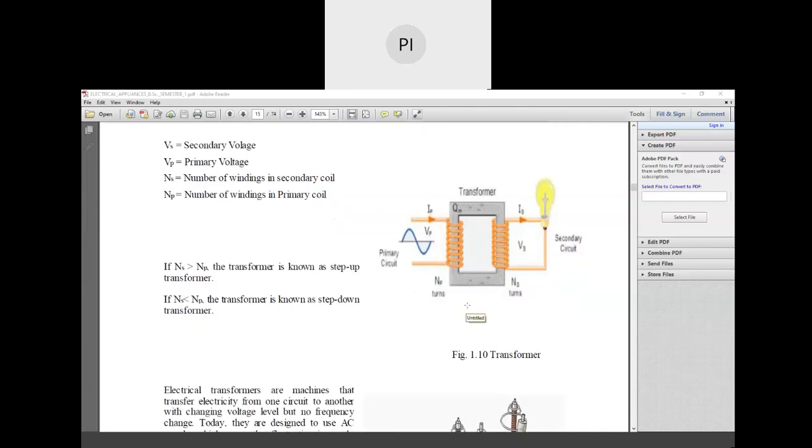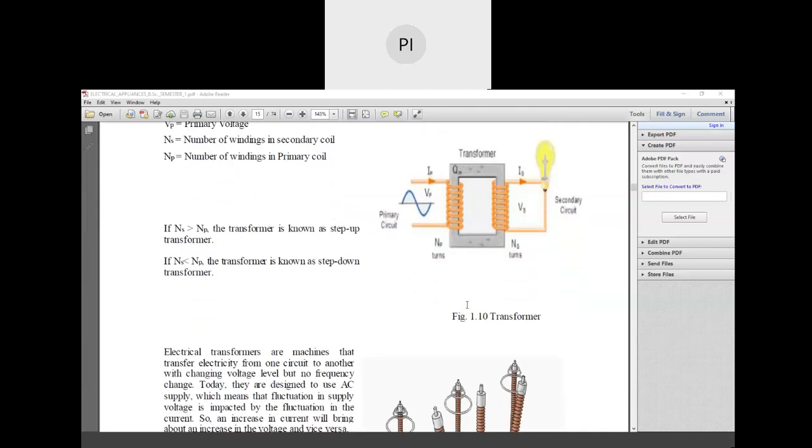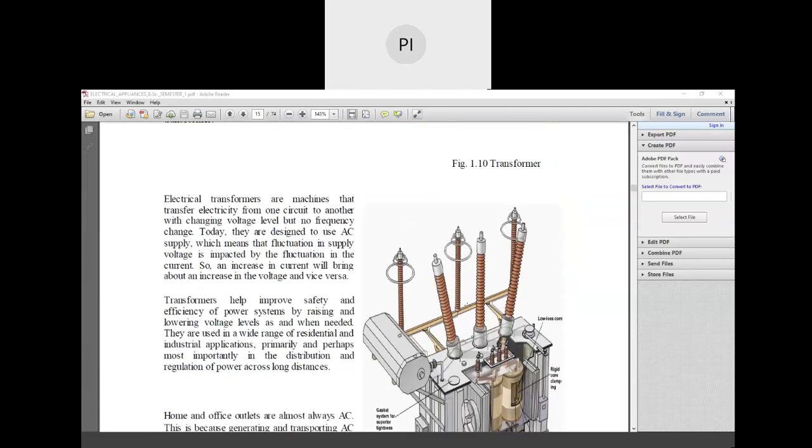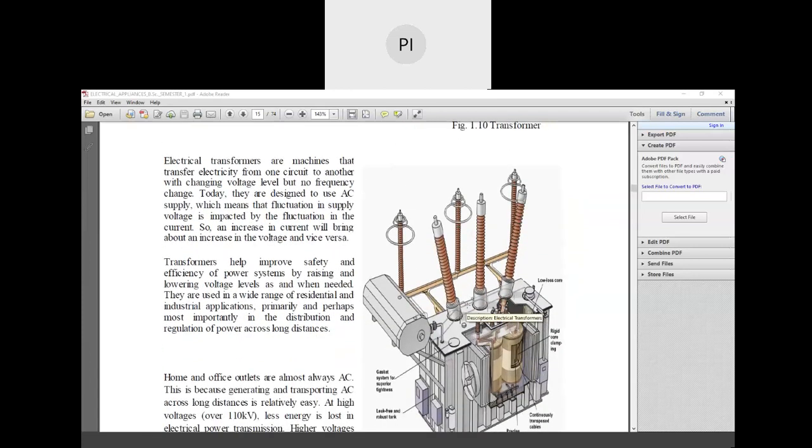So this is a transformer working, and this is the generating unit. Electrical transformers are machines that transfer electrical energy from one circuit to another with a changing voltage level, but no frequency change. That means the frequency of the AC signal in India is 50 Hz.